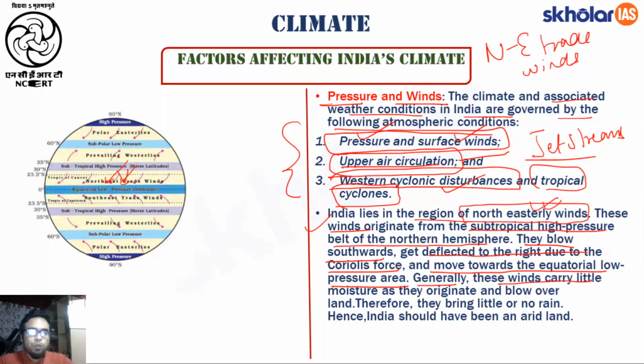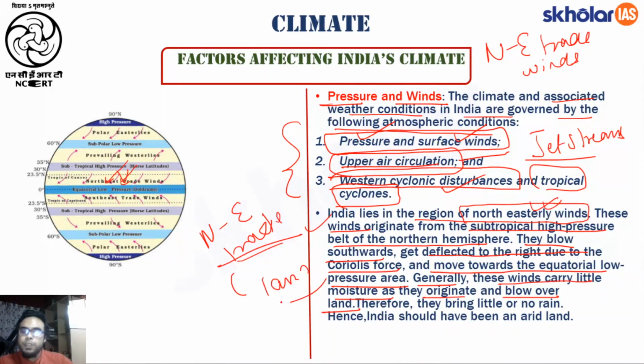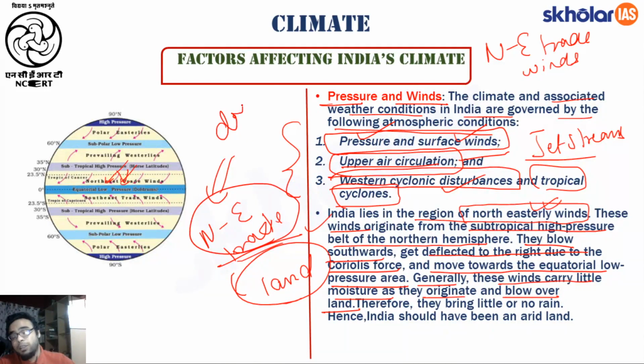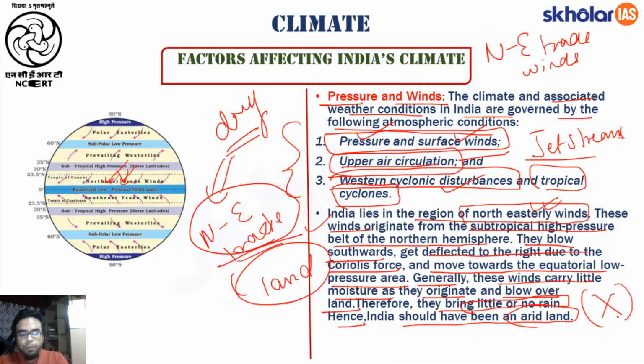And generally these winds carry little moisture as they originate and blow over the land. Always remember, the northeast trade winds originate over the land, and as they originate over the land, what happens? Always remember, on land the moisture content will be very less, right? And because of this, the northeast trade winds are dry. Fine. Therefore they bring very little or no rainfall. Hence India should have been an arid land, but this is not so. Why? We will talk about this, right?